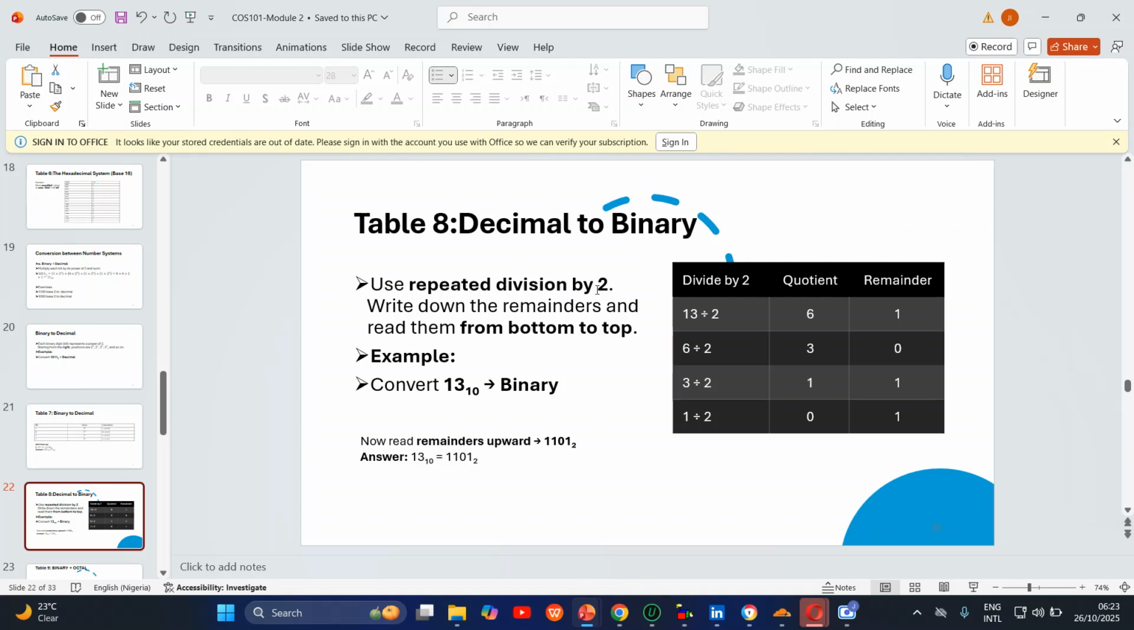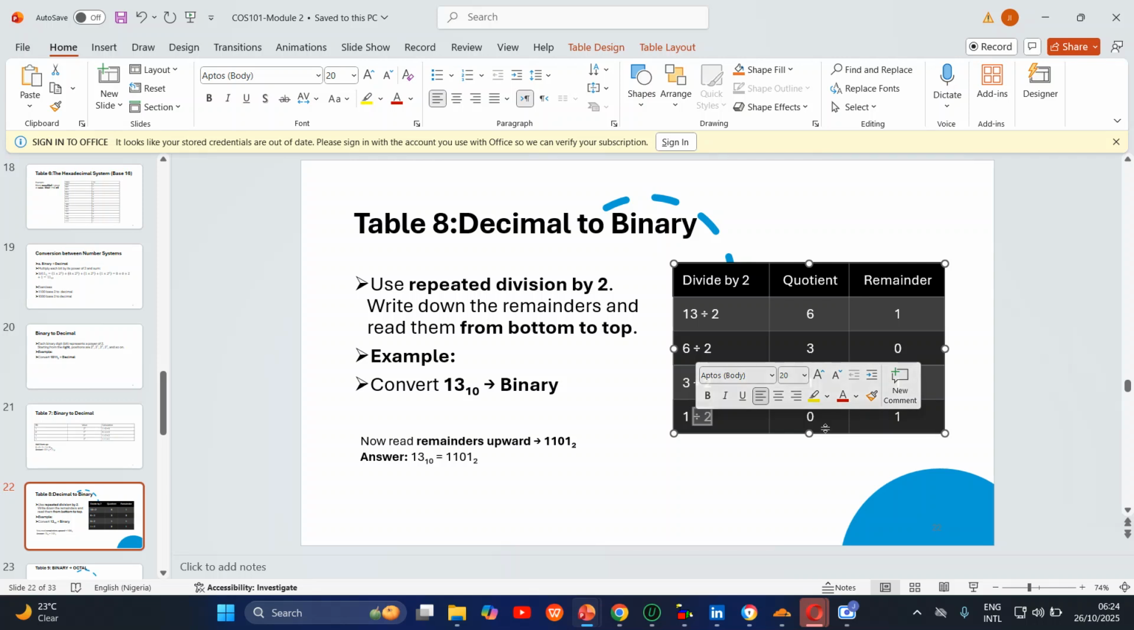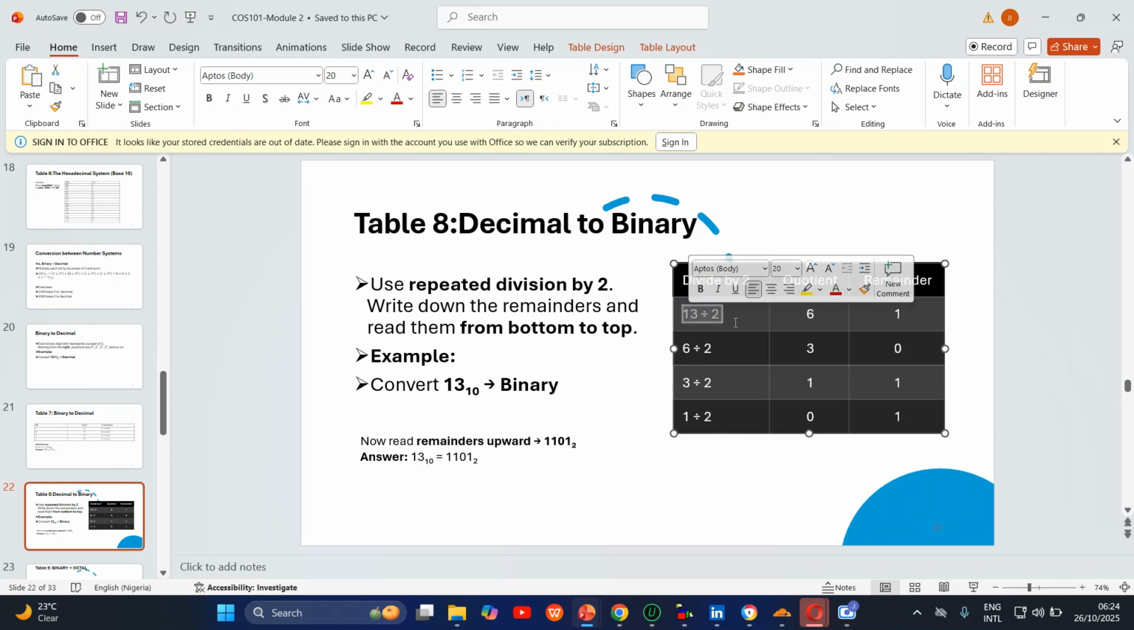Use repeated division by 2, write down the remainders and read from bottom to top. Remember, if you are asked to convert 13 base 10 to binary, you divide 13 by 2. You keep on dividing until the quotient becomes 0. When the quotient is smaller than the base, it becomes 0 remainder 1. So 13 divided by 2 is 6 remainder 1.